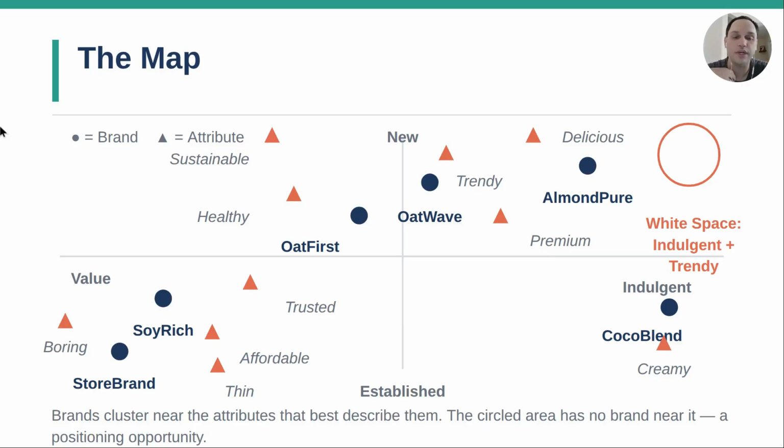Oat First sits right next to Oat Wave. They are perceived almost identically. Store Brand and Soy Rich huddle in the lower left near affordable and boring and trusted. And that upper right quadrant, brands that are both indulgent and trendy, has an open space with no brand near it. That's the white space. That's the opportunity.